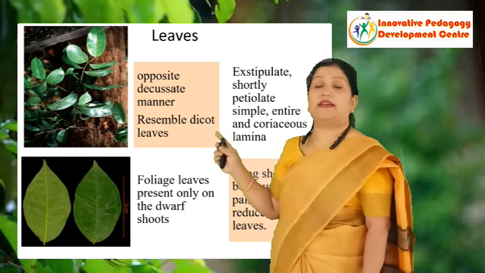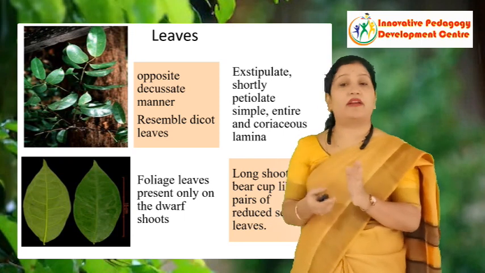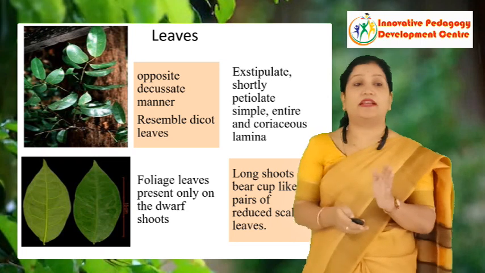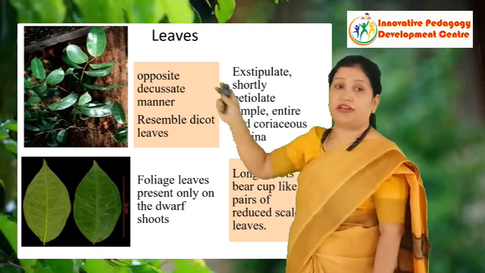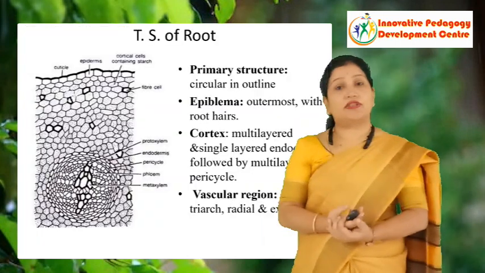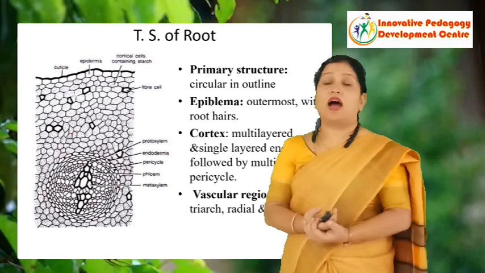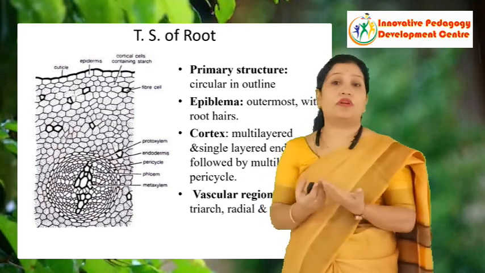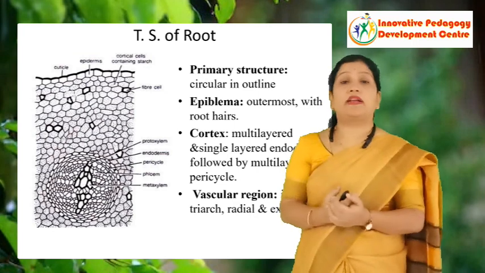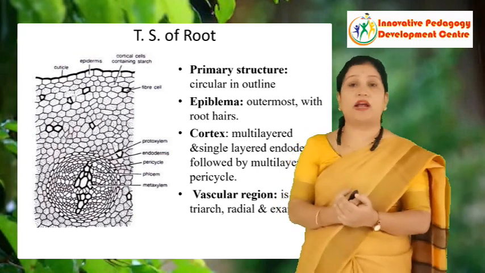And these foliage leaves are present on the dwarf shoots only, and there is a cup-like pair of reduced scaly leaves on the long shoots. Here you can see the reticulate venation in these particular leaves. So this was about the morphology of the plant. We have discussed how the roots look, and the stem and the leaves externally. But now we will focus on the internal structure of the Nitum plant.